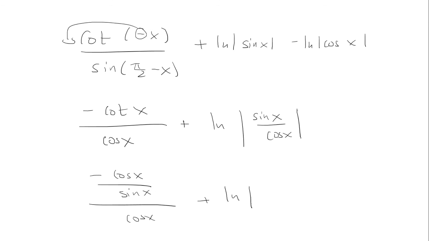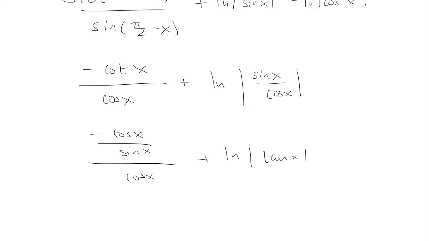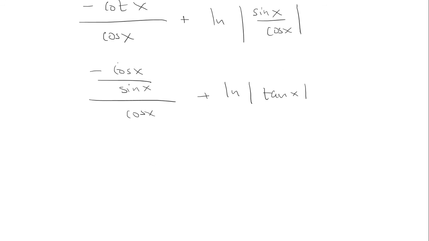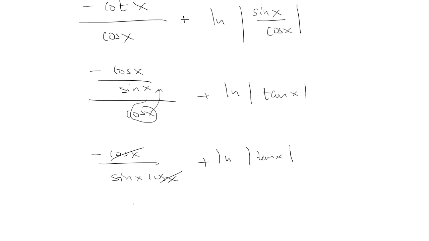And sine over cosine is just tangent. So I'm going to put that in here. And now I have to simplify this. So negative cosine over sine divided by cosine. This cosine is going to go over here. So it's negative cosine over sine times cosine plus ln of tangent. Cosines cancel, so I'm left with negative 1 over sine, which is negative cosecant, and then plus ln of tangent. Okay, and that is complete.